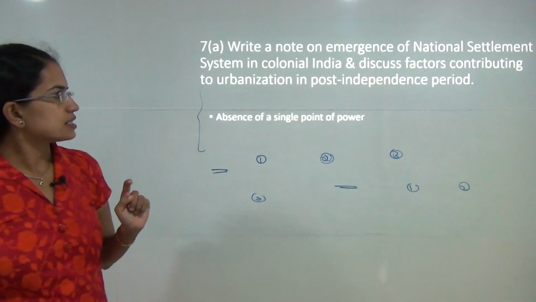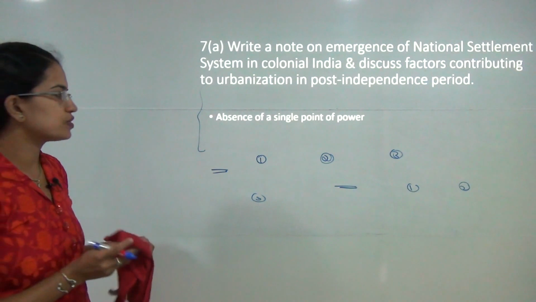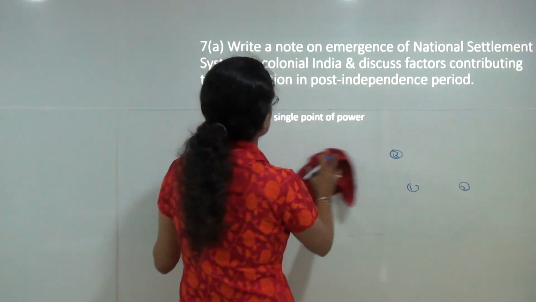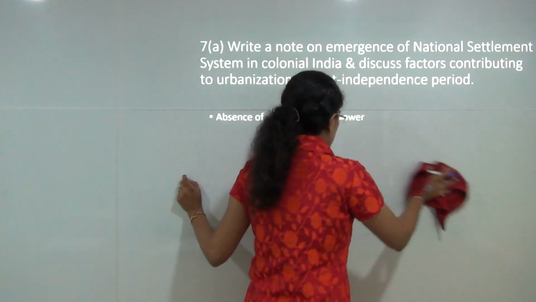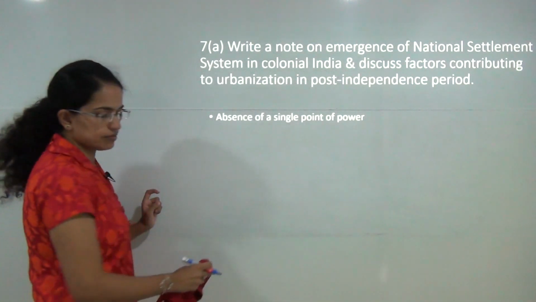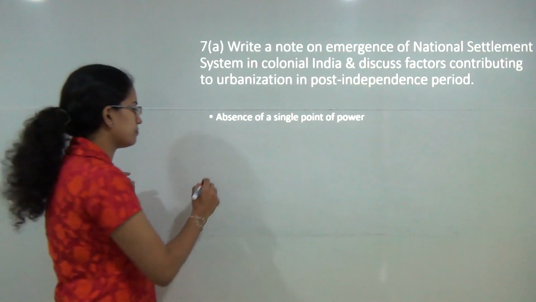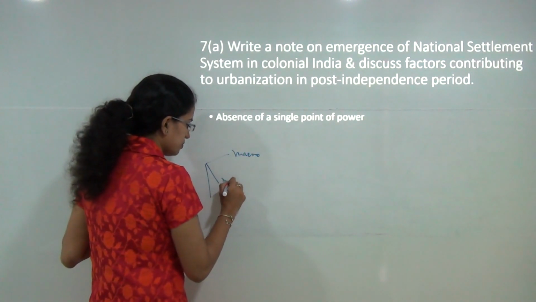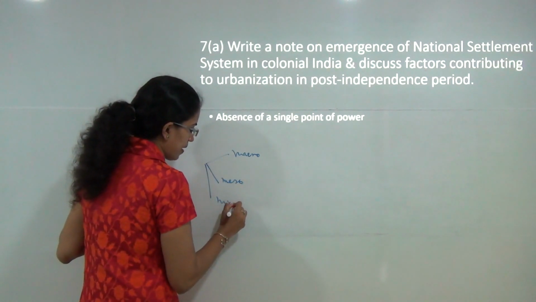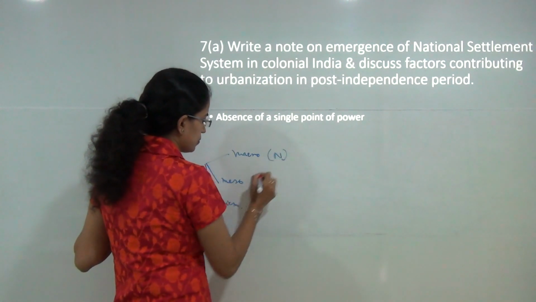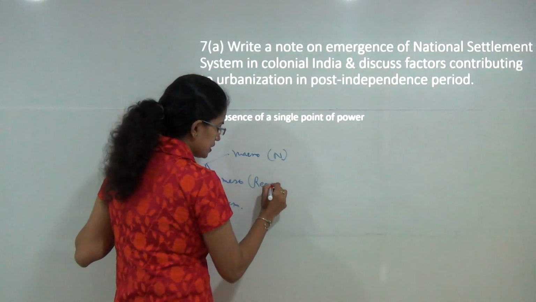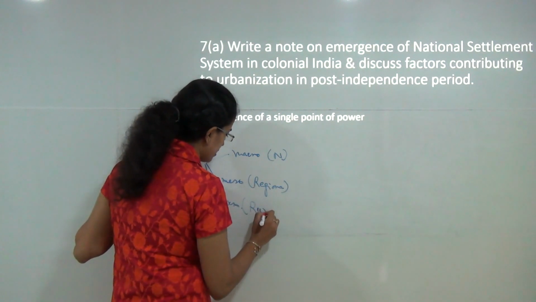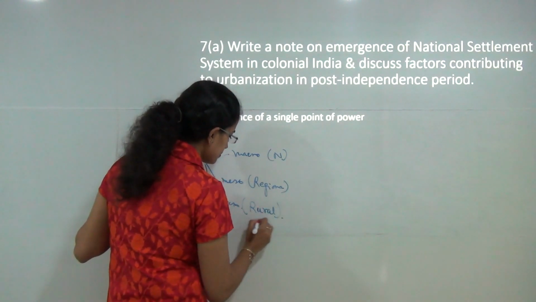The next is, this is an interesting question and most of the students were stuck here. Write a note on the emergence of national settlement system in colonial India. Now when we talk about national settlement system, it was basically a 3-tier system which was based on macro, meso and micro level. The macro level talked about nation as a whole, meso level talked about regional analysis and micro level talked about the rural analysis.